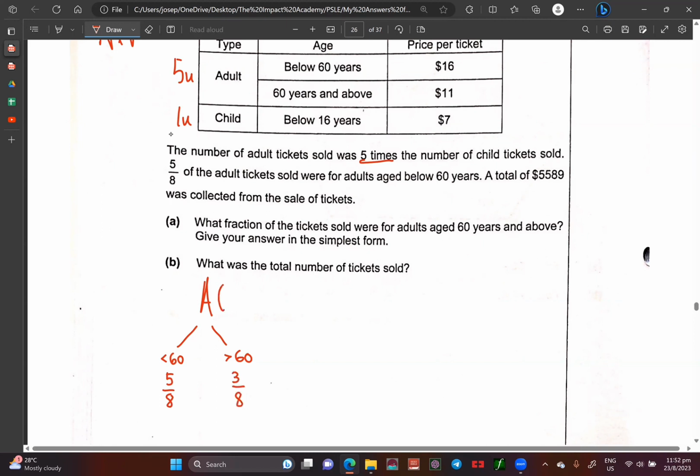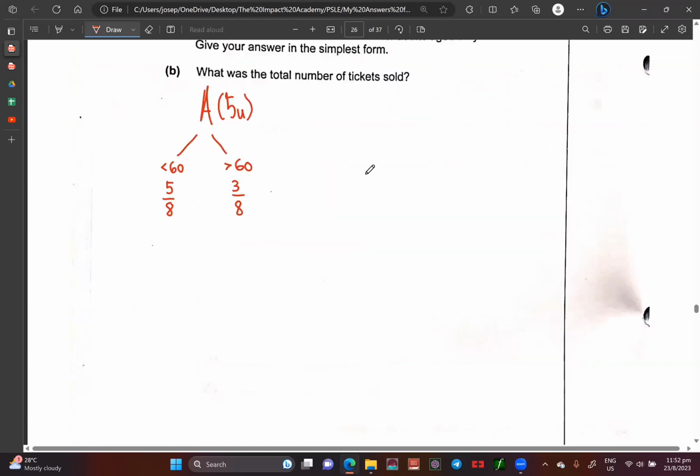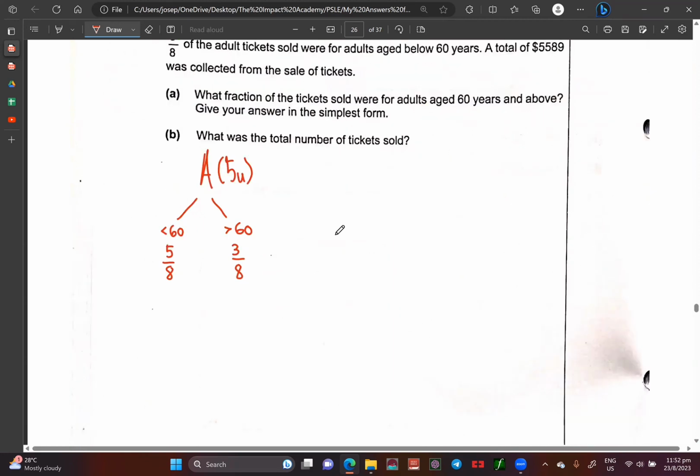Do you remember just now that the adults is actually 5 units? In my earlier videos, I talked about this: if you want to multiply, because over here I'm going to do 5/8 times the adult tickets, you want to make sure that you do not get a decimal. So you want to change this into a multiple of 8 first, because the multiple you change into depends on the denominator you are working on. This denominator is 8, so we are going to change this to 40 units.